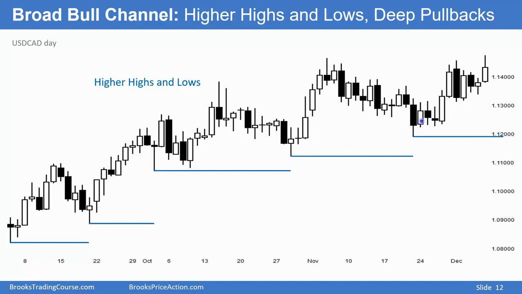Market tried to reverse down, terrible follow through. It became a bear trap, and the bull trend resumed. So each reversal attempt held above the most recent prior higher low. That's one of the hallmarks of a bull trend.